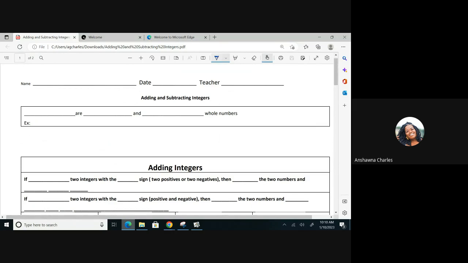Now, y'all did do this yesterday, but everybody didn't, okay? All right, so you should have your notes in front of you. If you do not have notes, then you should be writing on a sheet of paper. All right, so adding and subtracting integers.